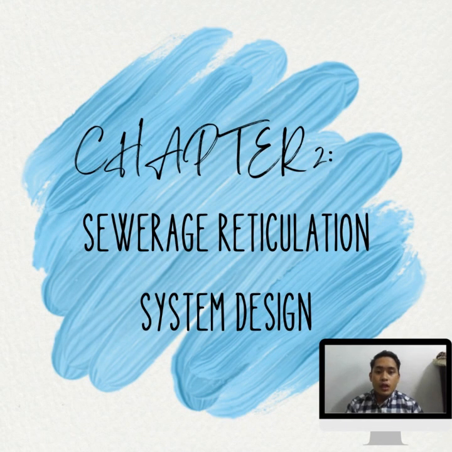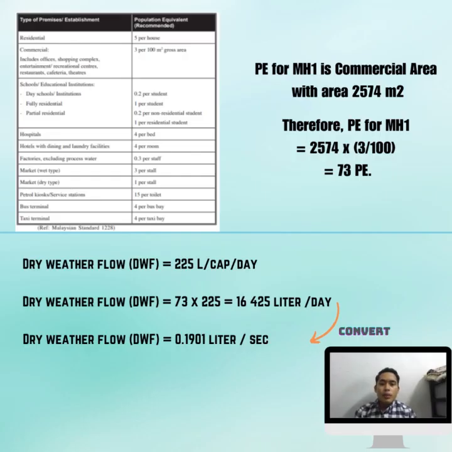Assalamualaikum, my name is ISKANDAR bin RAHIM. I will discuss chapter 2, which is the sewerage reticulation system design. We know that the population equivalent for MH1 is a commercial area with an area of 2,574 meters square. To find the population equivalent, we must look at the table provided by the MSIG. From the table, for the commercial area, we need to multiply by 3 over 100. So the area must be multiplied by 3 over 100 and we get 73 PE.